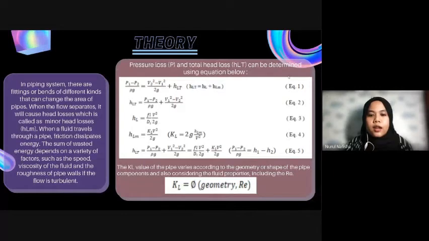By rearranging equation 1, we will get equation 2, and then we can substitute equation 3 and 4 into equation 2, which will then give equation 5. So the KL value of the pipe varies according to the geometry or shape of the pipe components, and also considering the fluid properties, including the Reynolds number. Thus, the mathematical function of KL in terms of the geometry of the pipe and Reynolds number can be written as the equation shown. Next slide.